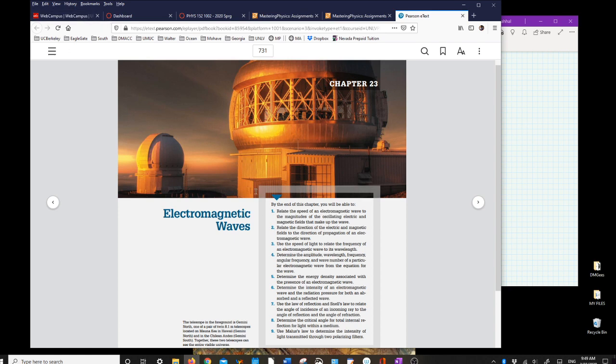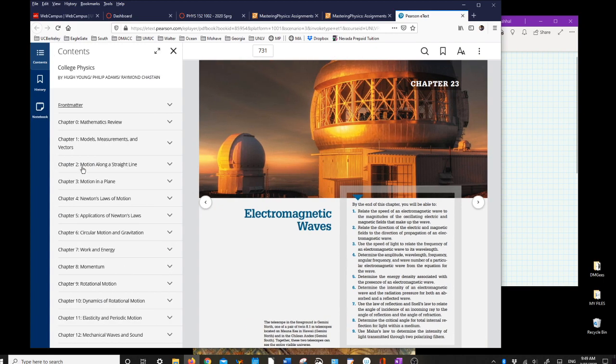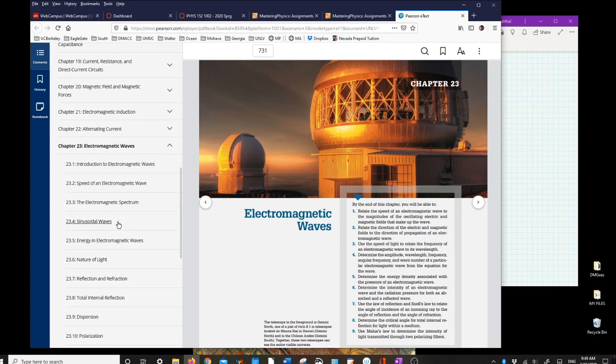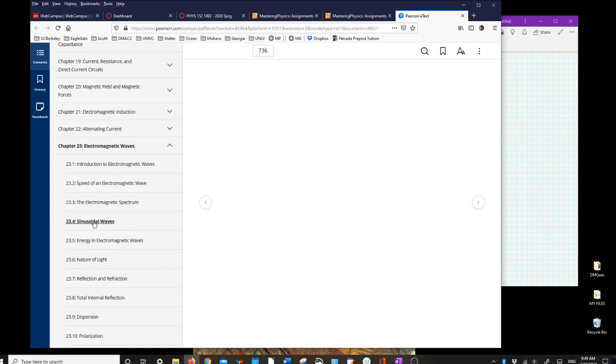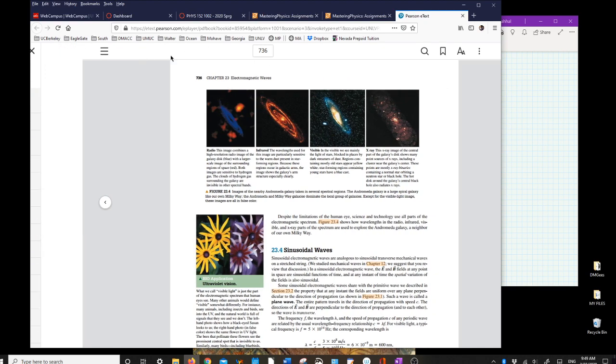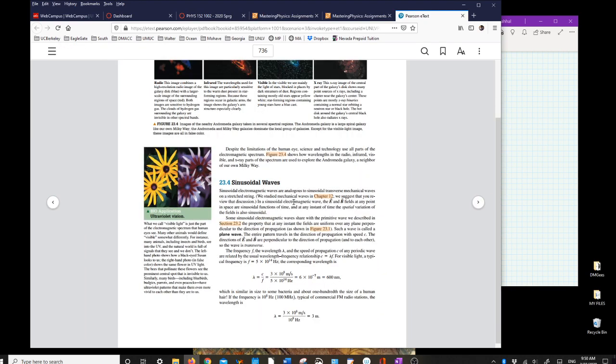So again, we started on chapter 23. I believe, like we said, that we did two lectures on it. So I want to continue on with it, and so let me go to the section. We're going to section 23.4, and I think we covered that, but I'm going to go over it again.